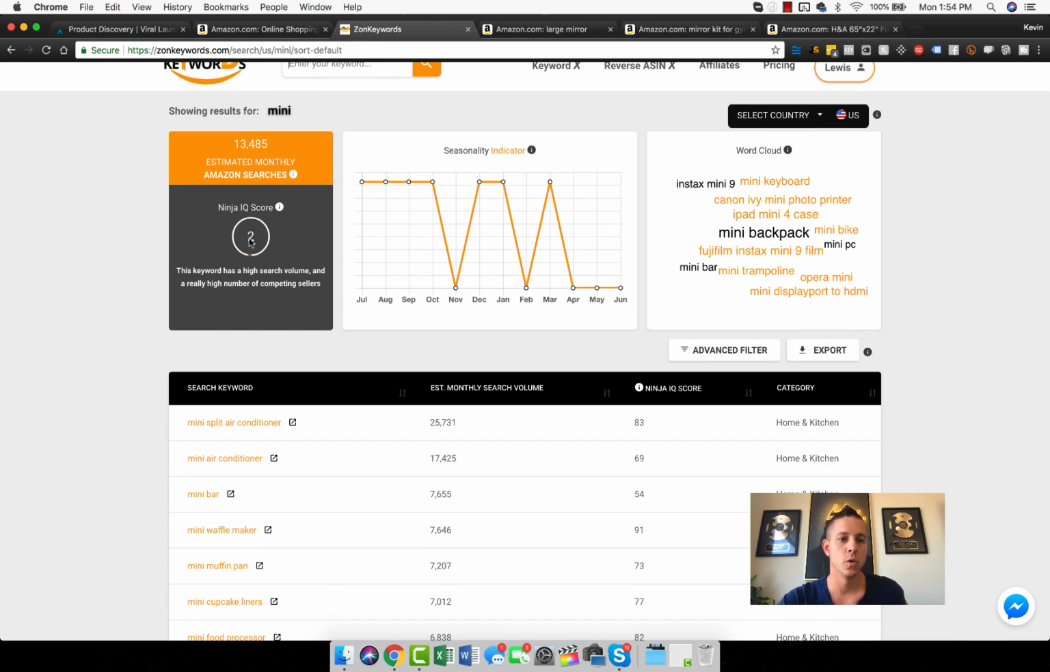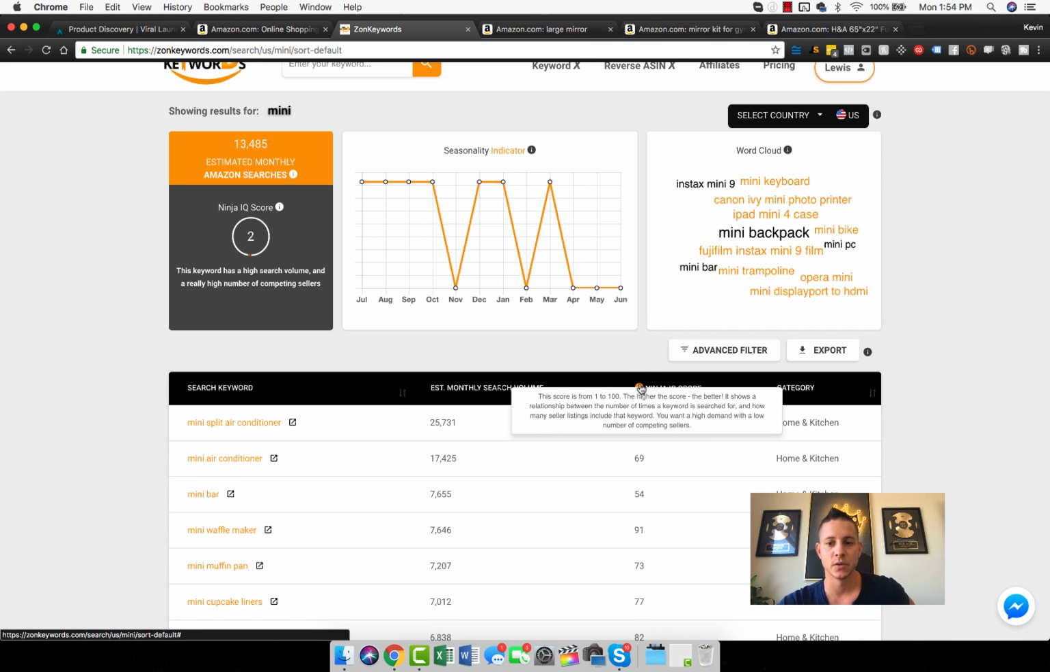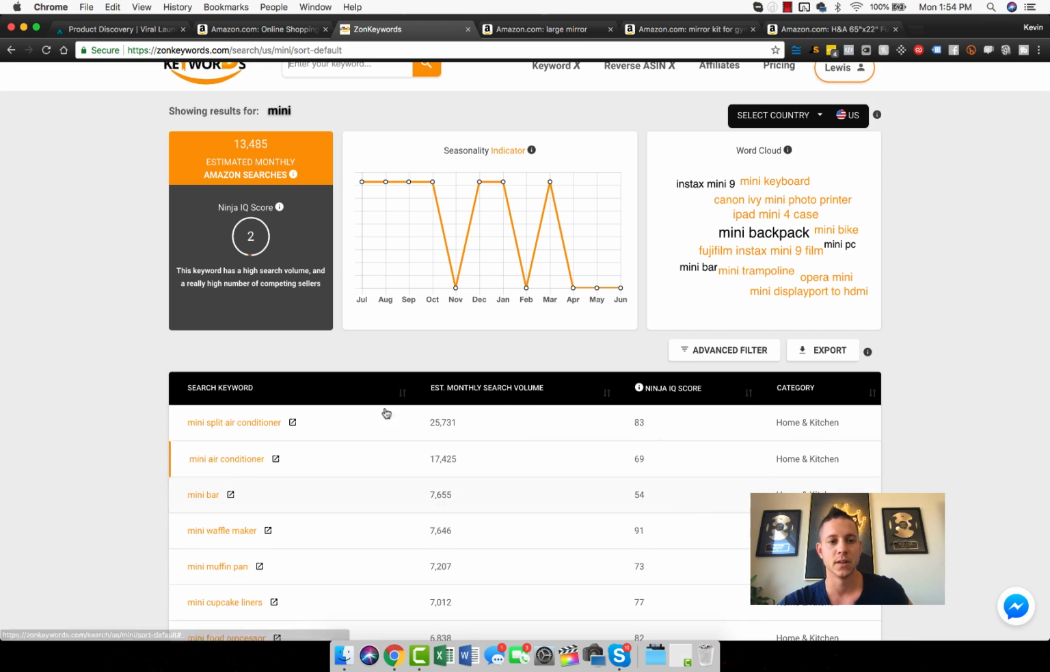Obviously, the IQ score won't work here because this isn't like a real word. Nobody goes in and types mini. They would type in like mini bar or like mini waffle maker. You can see that the Ninja IQ score, which is basically the higher the score, the better, shows a relationship between the number of times a keyword is searched for and how many sellers' listings include that keyword. You want a high demand with a low number of competing sellers, right? So it looks like waffle maker could be something interesting.